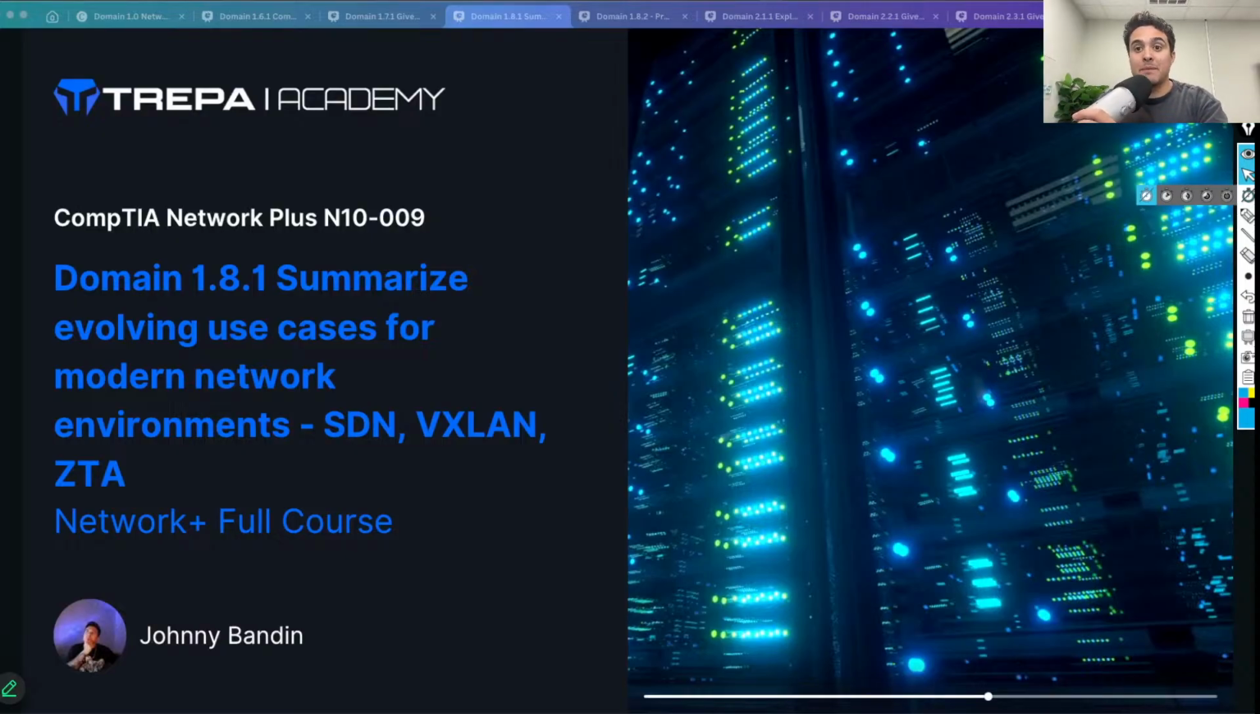Okay, let's go ahead and jump back into it. So I know that IP addressing section was a little long, but now we're going to jump into domain 1.8, which is going over modern network environments.